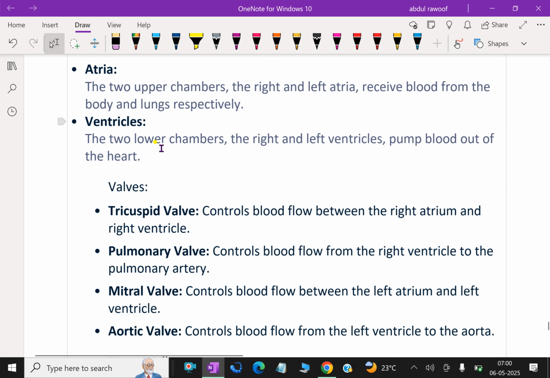What are atria? The 2 upper chambers, the right and left atria, receive blood from the body and lungs respectively. Ventricles, the 2 lower chambers, the right and left ventricles, pump blood out of the heart.